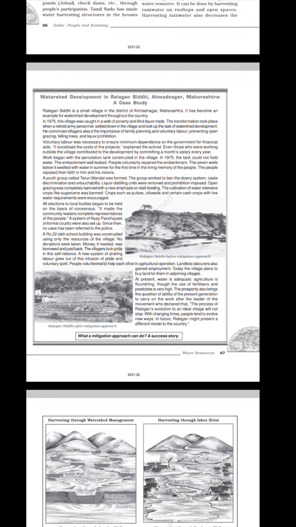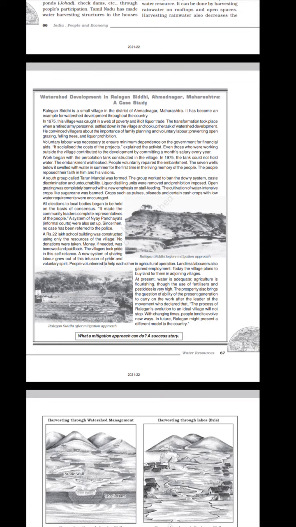A youth group called Tarun Mandal was formed. The group worked to ban the dowry system, caste discrimination, and untouchability. Liquor distilling units were removed and prohibition imposed. Open grazing was completely banned with a new emphasis on stall feeding. The cultivation of water intensive crops like sugarcane was banned. Crops such as pulses, oilseeds, and certain cash crops with low water requirements were encouraged.